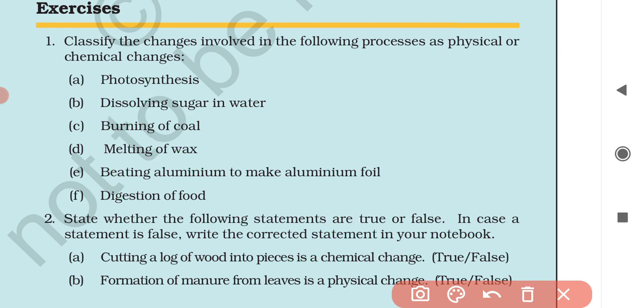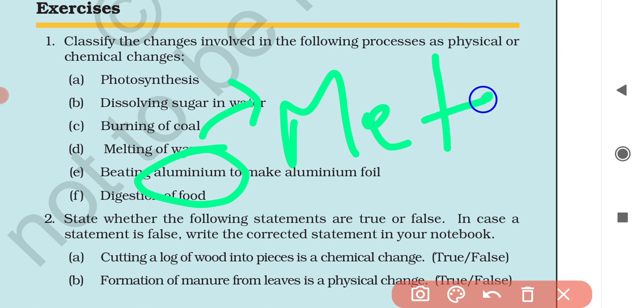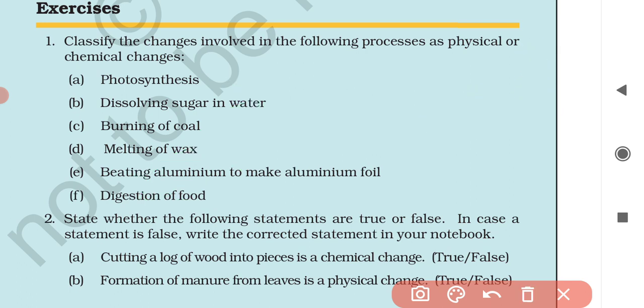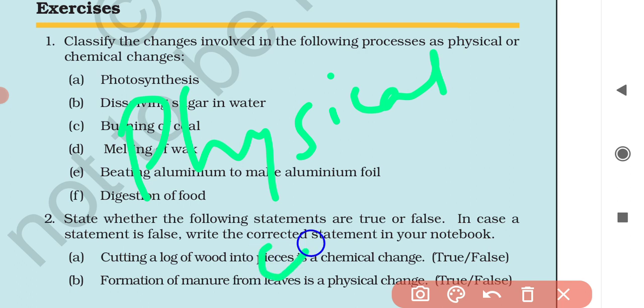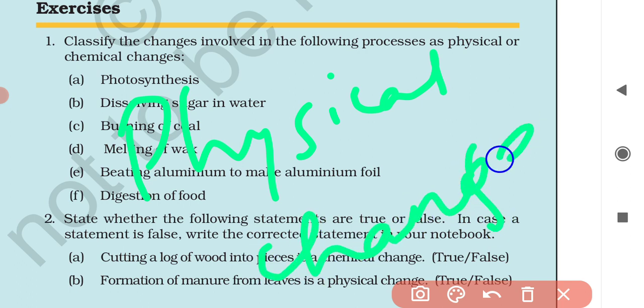Clear? Beating aluminium to make aluminium foil. Again, aluminium is a metal. So when aluminium metal is beaten to make aluminium foil, during this process the properties of aluminium will be changed, right? What properties? Physical properties will be changed. The size and shape of the aluminium metal will be changed to aluminium foil. So again, physical properties are dealt with here. So it is a physical change.